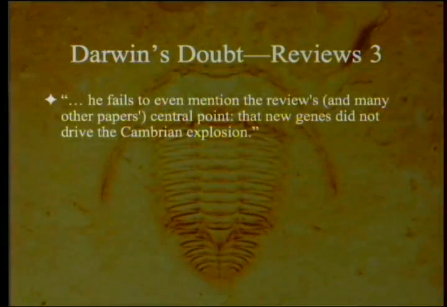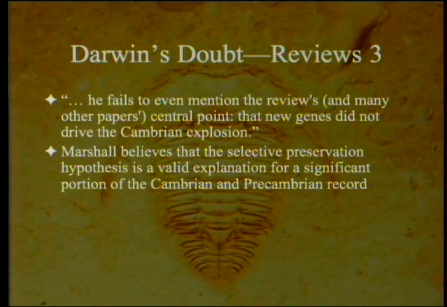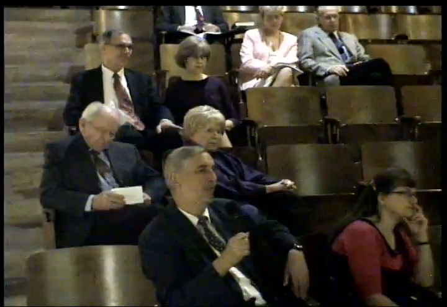And the part that he fails to mention, the review in many other papers' central point, is that the new genes did not drive the Cambrian explosion. Well, I think Marshall, it's fair to say that Marshall believes, or at least believed when he wrote that, that the selective preservation hypothesis is a valid explanation for a significant portion of the Cambrian and Precambrian record. Question. How do people conclude today that new genes were not involved in the Cambrian explosion? How is this possible? How is this even conceivable?